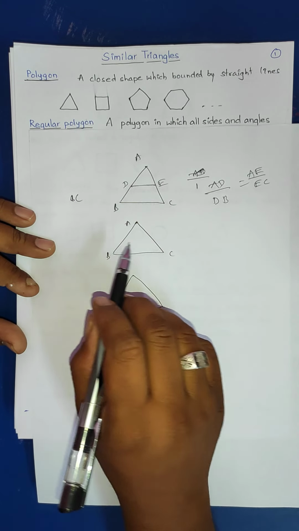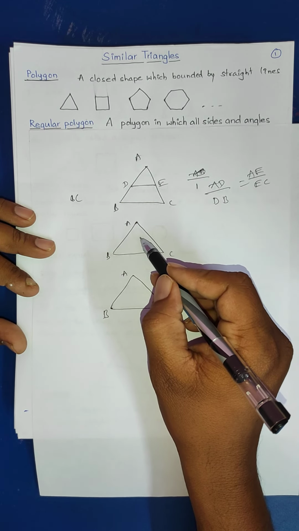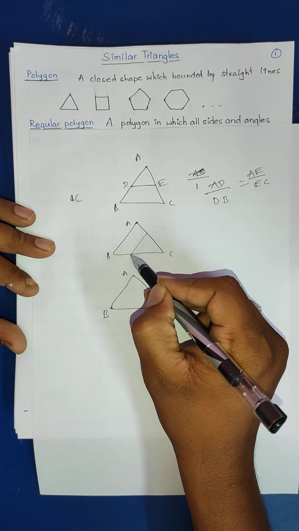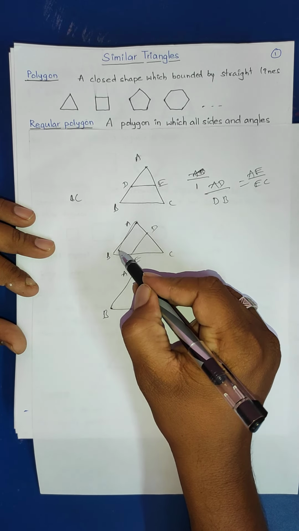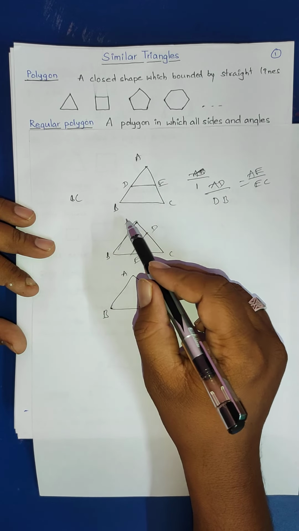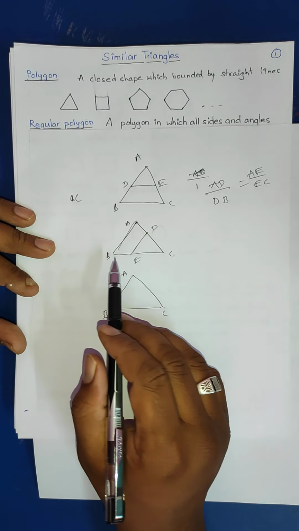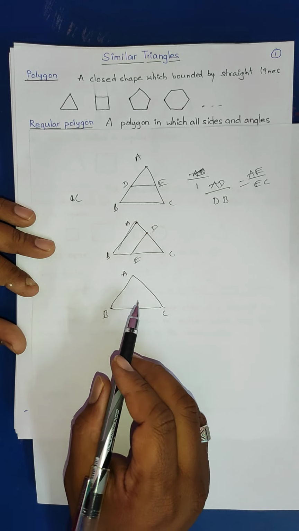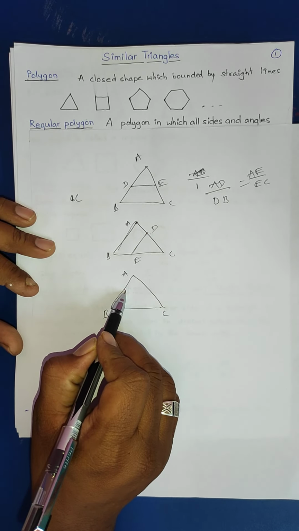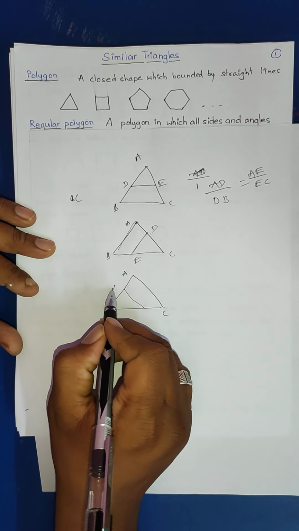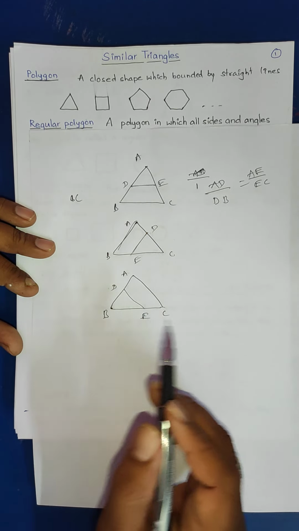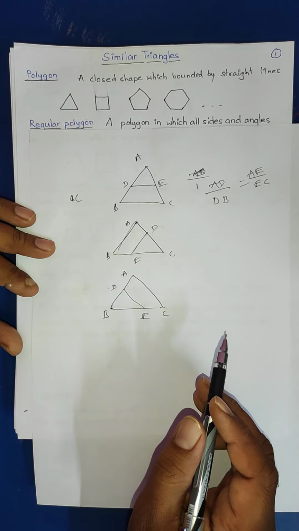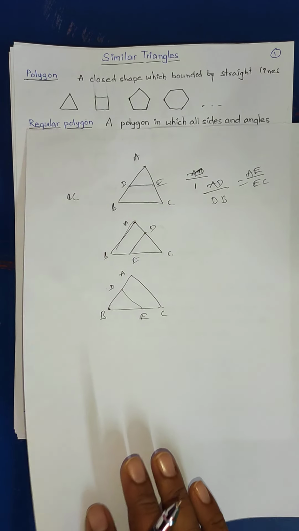Understood? Same. If I draw a line parallel to AB, then AD by DC is equal to BE by EC. When you draw a line parallel to AC, AD by DB is equal to BE by EC. That is the basic proportionality theorem.